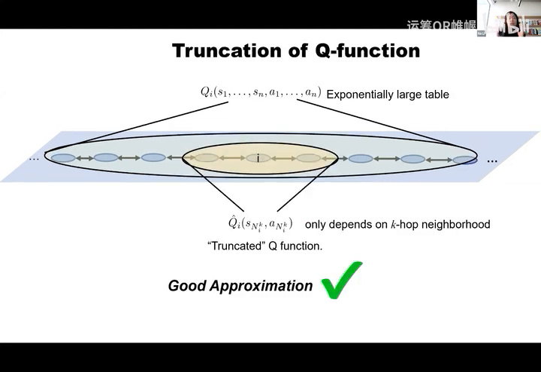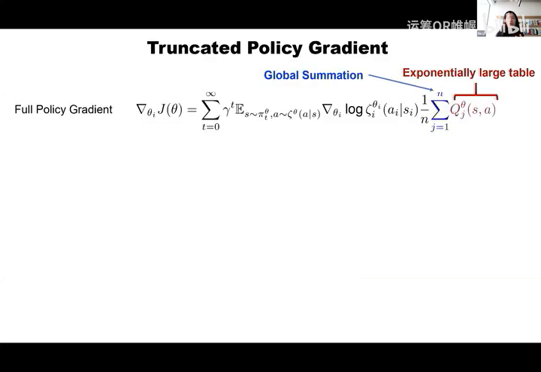So this is actually very good news. It means even if I do the brutal truncation, I still have a good approximation. And how good an approximation I want to have, I can control it. I can increase my K, the K-hop neighborhood. And this is a good approximation. And what's the other one?